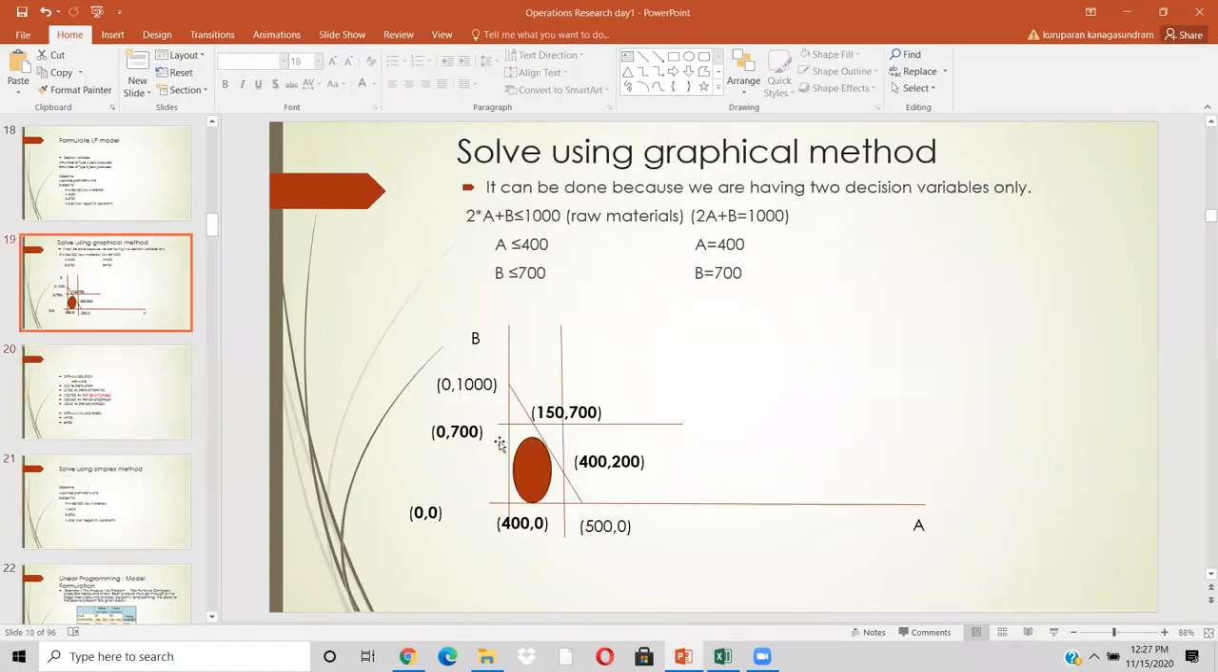Here, in these points, you know how to get the corner points. How did you get the corner points? By solving the lines. Here it will be 0, 700, and by solving this line and this line, you will get the corner points 150, 700. Similarly, this line and this line, you will get 400, 200. These are the corner points, that means the extreme points for this region. For the feasible region, these are the extreme points.